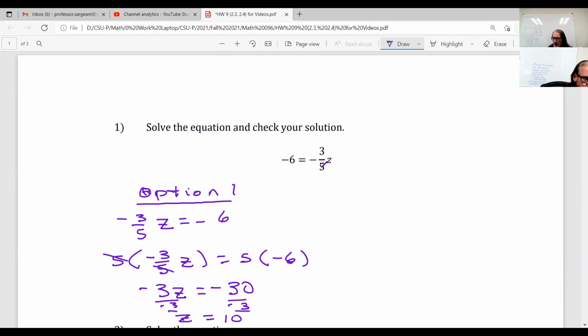Now our second option, since we have a negative 3/5 multiplied to z, we could divide both sides by negative 3/5. However, dividing by a fraction is going to be the same as multiplying by its reciprocal. So how about, after I put the variable on the left-hand side, how about I multiply both sides by negative 5/3 instead of 5?